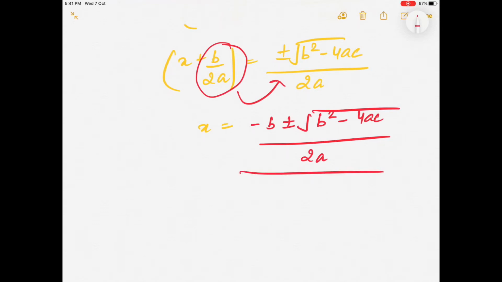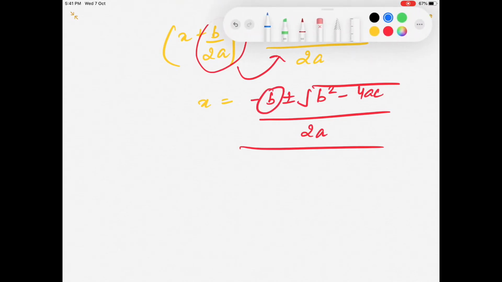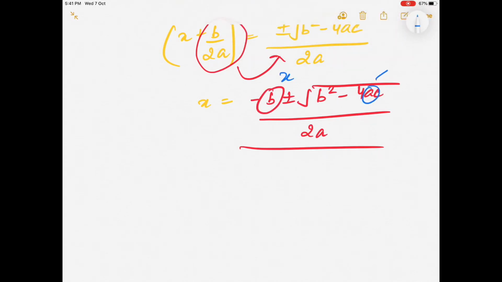So this is the third method to find the roots of the quadratic equation. It is a very short method, so if you want to find the roots very fast, you can use this method. What is b here? b is the coefficient of x, a is the coefficient of x square, and c is the constant term of the quadratic equation.